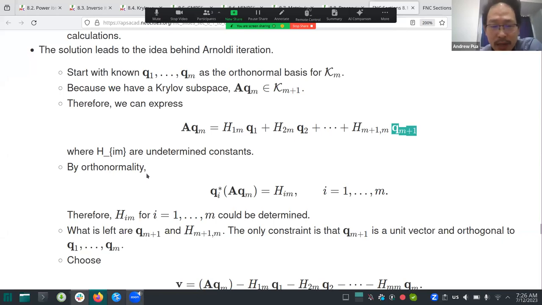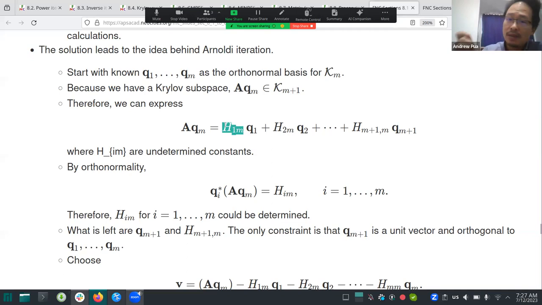Well, because of orthonormality, you could do Qi transpose A Q sub M. And if you do this calculation, orthonormality means that if you do Q1 star times A Q sub M, then the only thing that will survive is really this part, Q1 star H1M Q1, and the rest of these things will be zero by orthonormality.